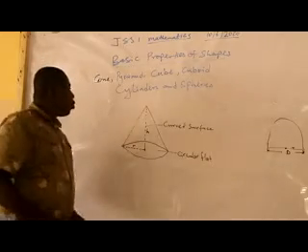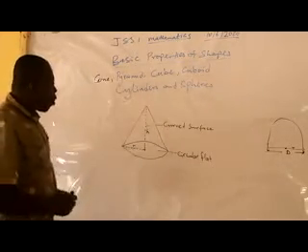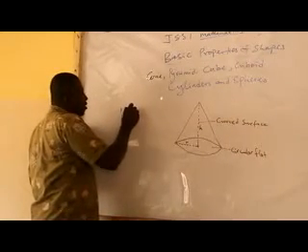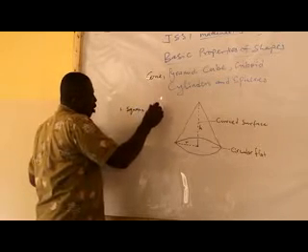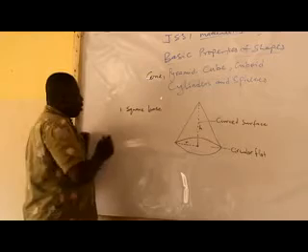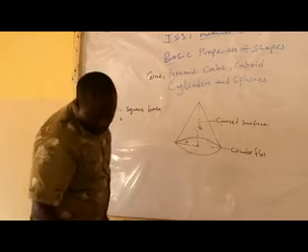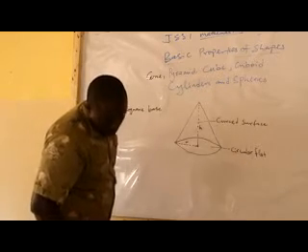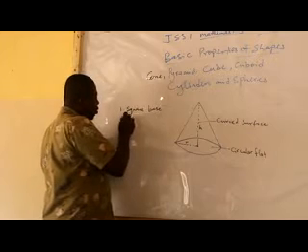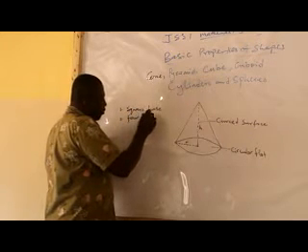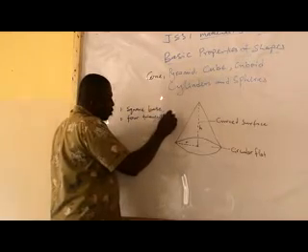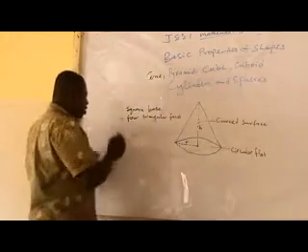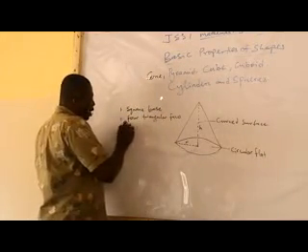Always remember, when we mention pyramid, the properties of a pyramid: number one, it has a square or rectangular base. It also has 4 triangular faces, just like when we draw it. Also, it has 8 edges.